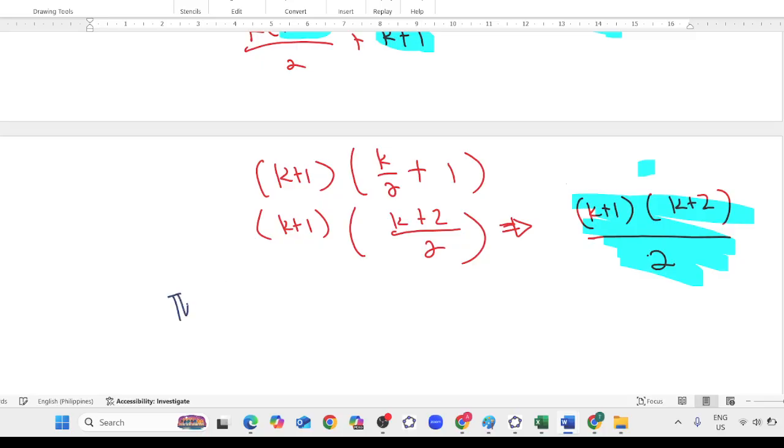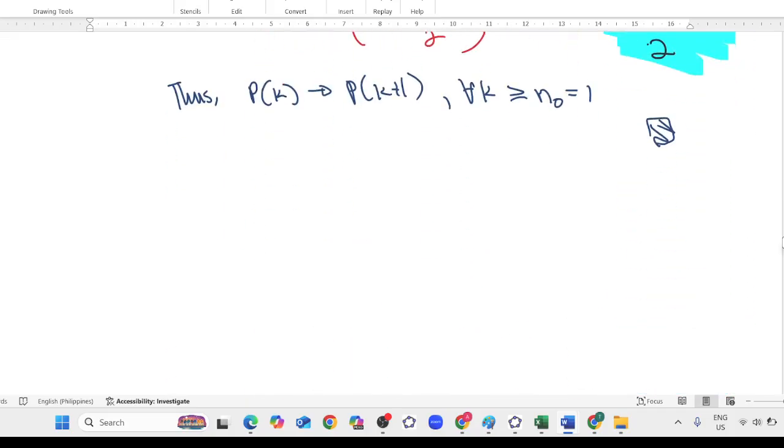And thus P of k implies P of k plus 1 for all k greater than or equal to n sub naught, or you can just use 1, because our n is equal to 1. And done.